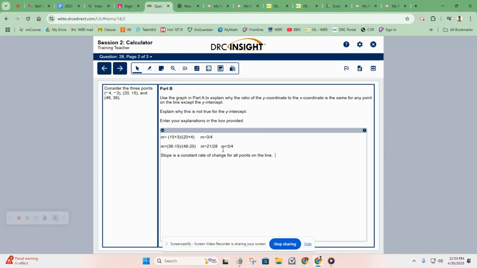Now the next part says, explain why it's not true for the y-intercept. If you think about what you would do with that origin point and your y-intercept, what you would end up doing is ending up with a 0 in your denominator, which is undefined. So this does not work for the y-intercept because having a 0 in the denominator of the fraction is undefined.